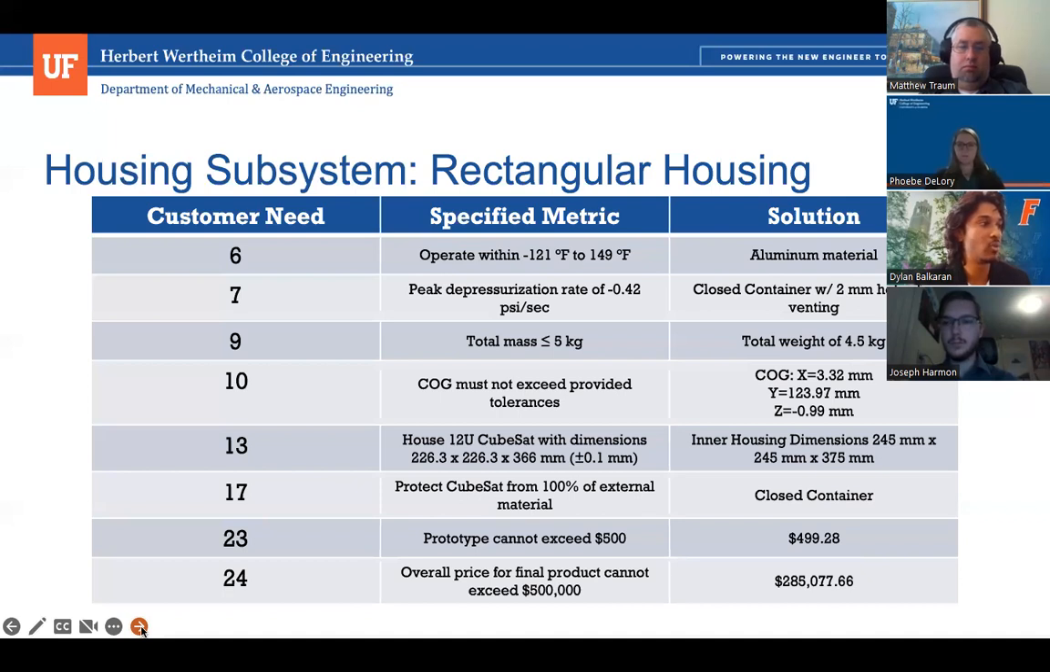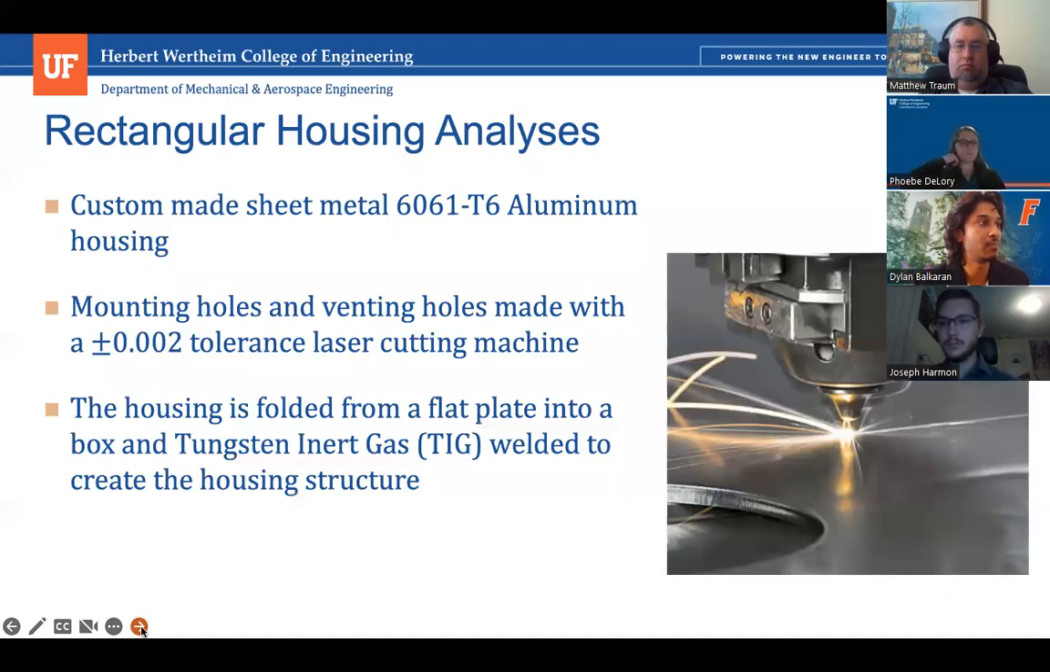Customer need 23, we were able to get a prototype cost for our housing and all the contents within it to be within $500. And for customer need 24, we were able to get our costs and our budget to be just above $250,000.